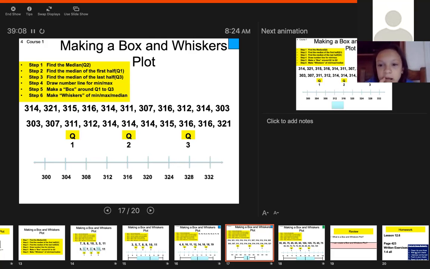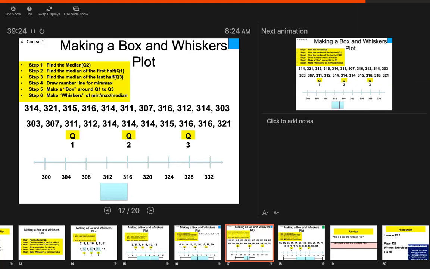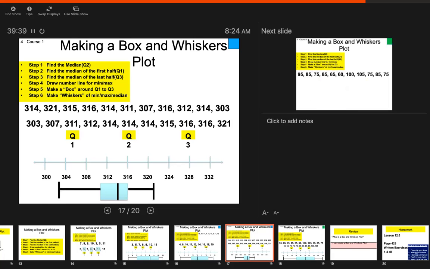Back up here. So the box goes from Q1 to Q3. We said Q1 was 311, Q3 was 316. Boy, that box is pretty small. And the reason why it's small is because I got all this dead space right here. If I had done a number line from 300 to 325, the box would be slightly larger than that. Q2, which is the median, so we need to put a tick mark on 314. And the whiskers are 321 and 303. Notice, like I said, I've got a whole bunch of dead space over here. There's your box and whiskers.